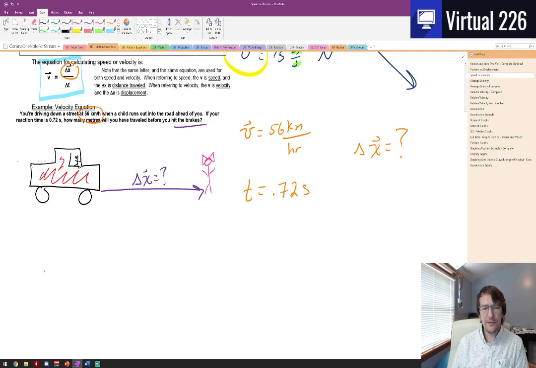So if I have v equals delta x divided by t, and I need to move this delta x so it's by itself, that means I need to get rid of this t on each side. So I'll multiply by t, and that means I multiplied by t on the other side. So what I now have is that the velocity multiplied by time will equal the delta x.